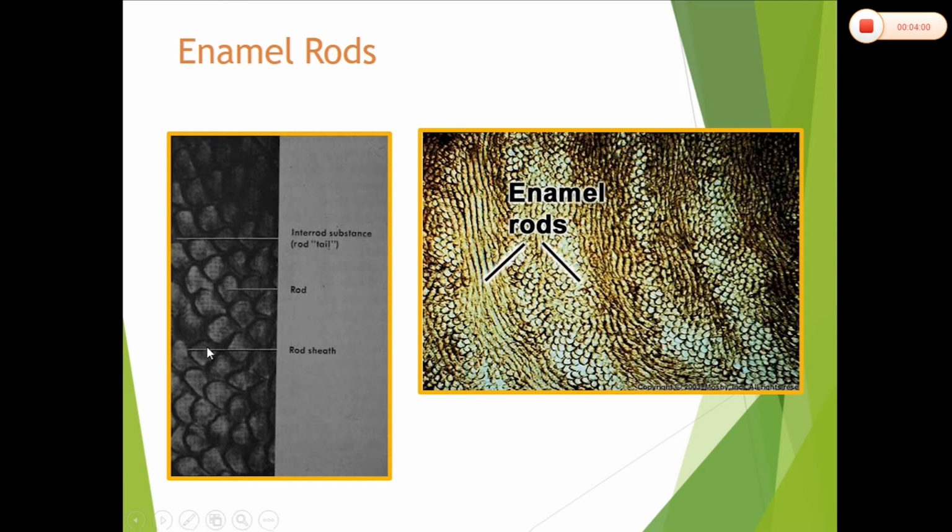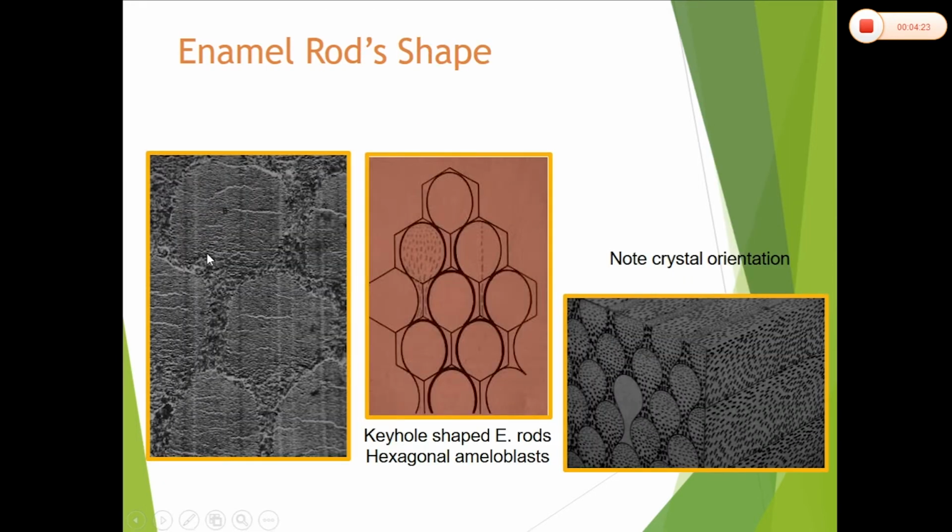This is the rod. This is the rod sheath, and the interrod substance. The rod sheath is the hypomineralized sheath, with less minerals than the enamel itself. The interrod substance, as its name says, is between the rods. The enamel rod appears as a keyhole in this section, a keyhole-shaped enamel rod. Each enamel rod is formed by four ameloblasts. This is the keyhole of the enamel rod.